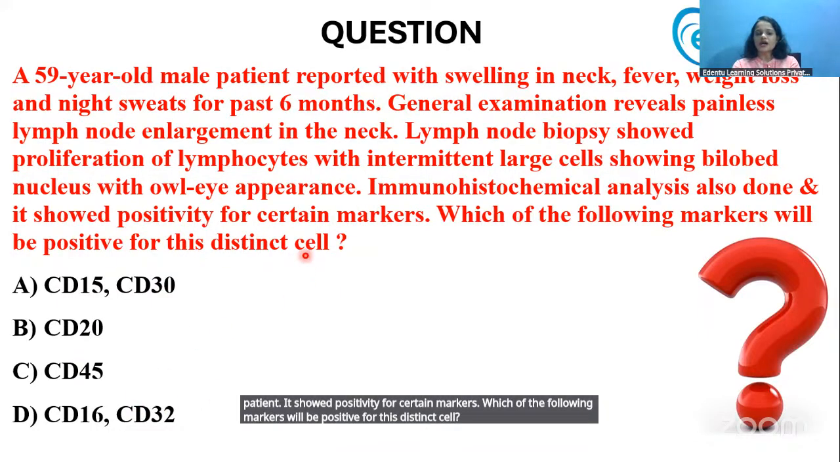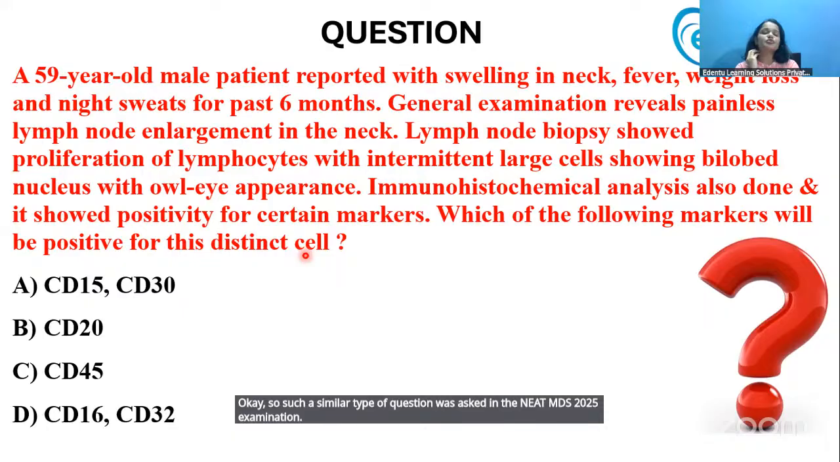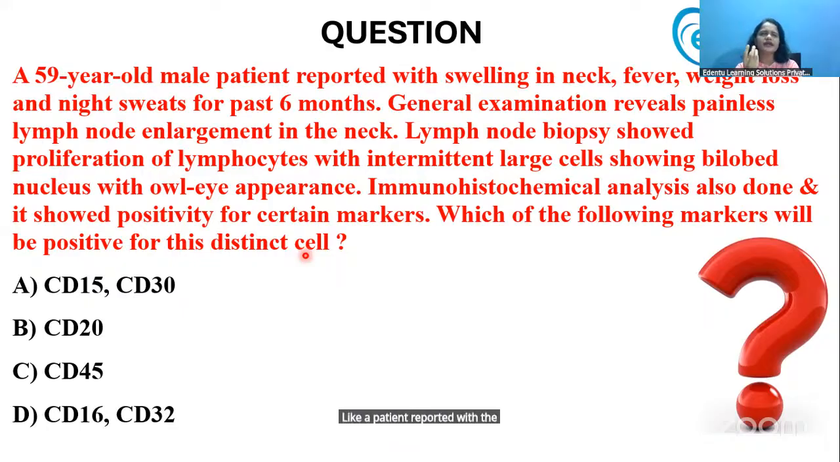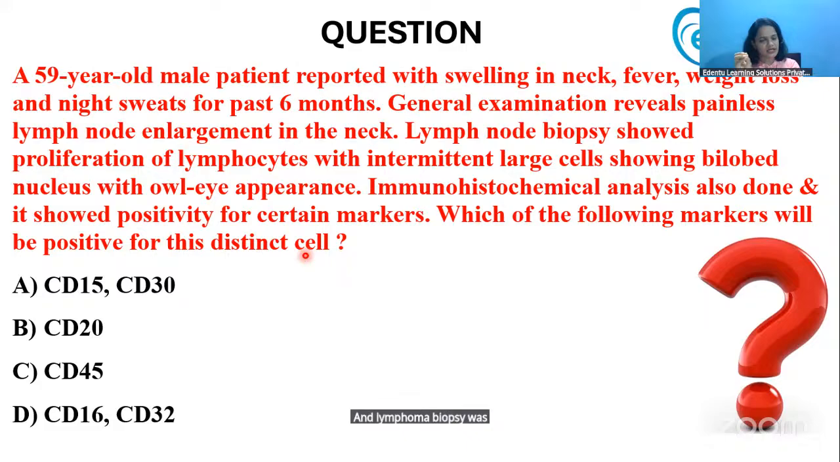Okay, so a similar type of question was asked in the NEET MDS 2025 examination. A patient reported with swelling in the neck region and night sweats, and all the other symptoms are given. A lymph node biopsy was taken, and a classical owl-eye appearance cell with a bilobed nucleus is seen, and IHC was also done for this.